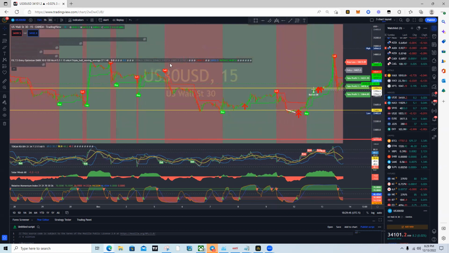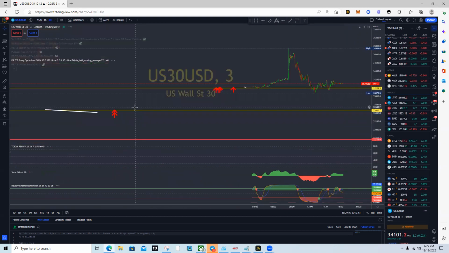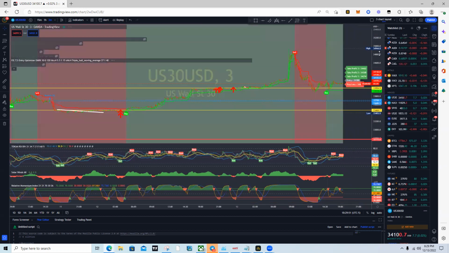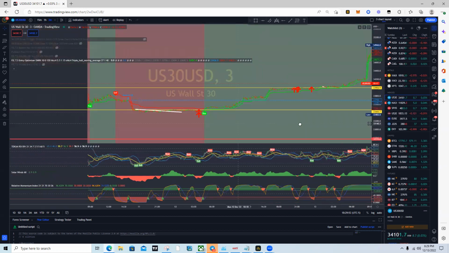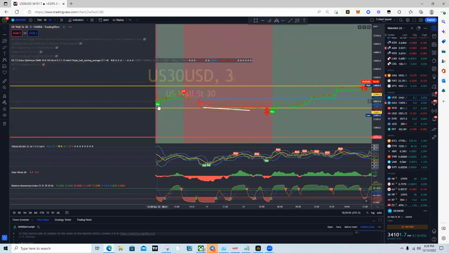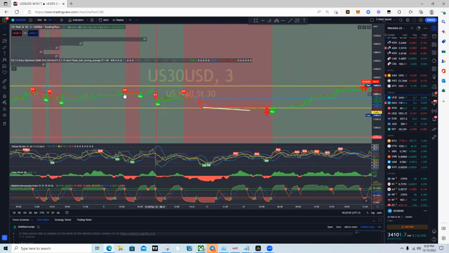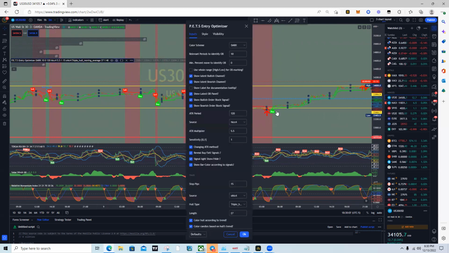Now, if I go to a lower time frame, notice why it's pulling up so slow today. On a lower time frame, you can catch an earlier entry and ride the trend, right? But then you'll get some cases where it does this: sell, buy, sell, buy, sell, buy. So to fix that, you'll go to your settings and change your ATR period or your ATR multiplier.